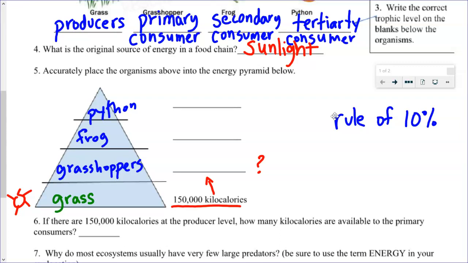We only have 10% of that going into the primary consumer levels. That's why this is called the rule of 10%. Now there's a few different ways that you can think of calculating this in your head. But if you absolutely need to use a calculator, then you just take that number and you multiply it by 0.1, and that gives you 10%.